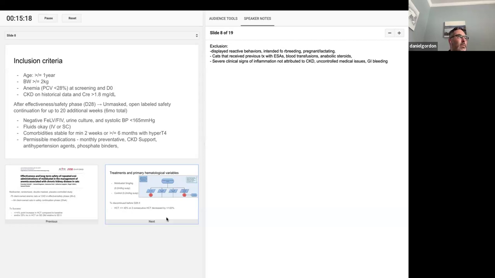There was some heterogeneity in this population. They allowed fluids, permissible medications, including monthly preventatives, what they called CKD support, antihypertensive medications, phosphate binders, iron, so on and so forth. The comorbidities that these patients had, they needed to be stable for a minimum of 2 weeks. Now, I think that there are quite a lot of variations, especially with our GI cats. And are they ever stable? Question mark. Versus those with hyperthyroidism, they needed to have a greater than or equal to 6-month stability with their disease.